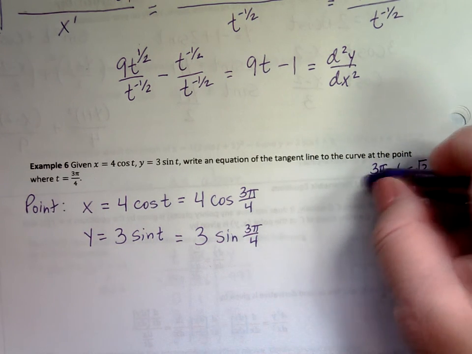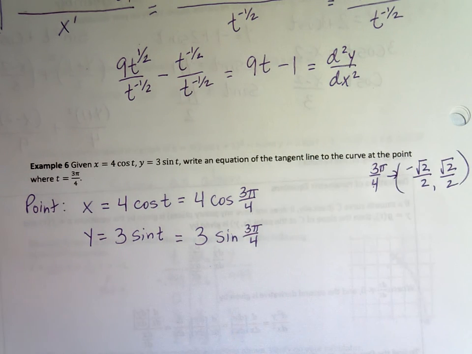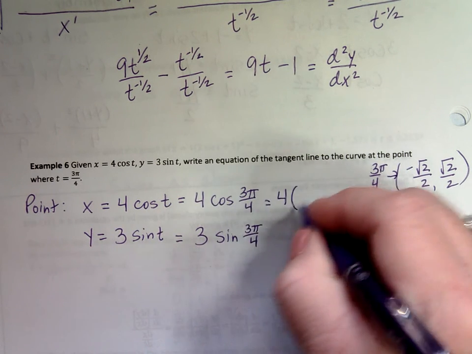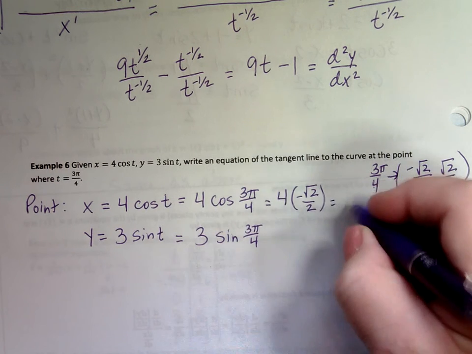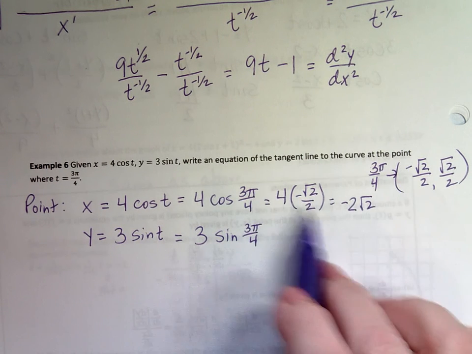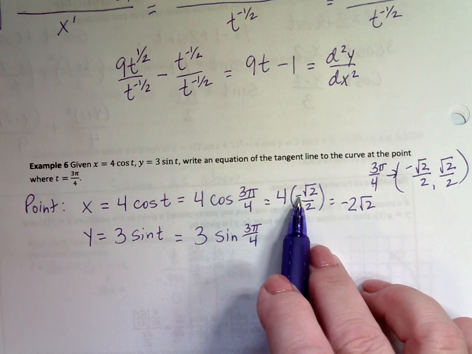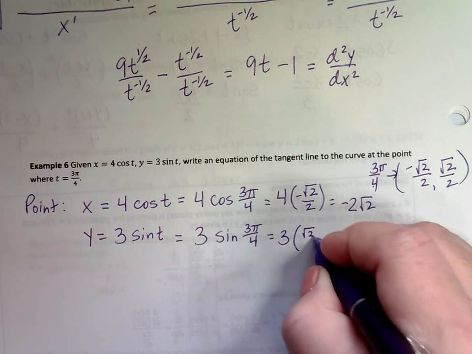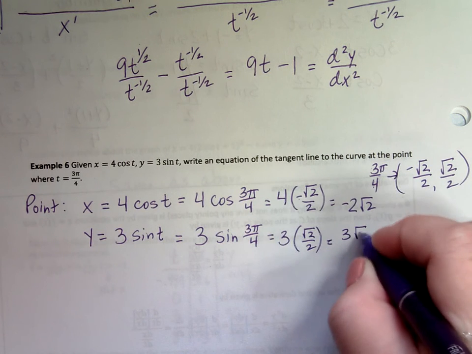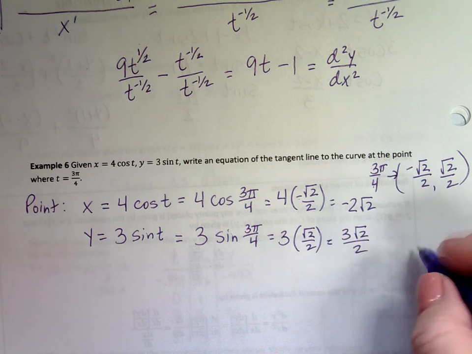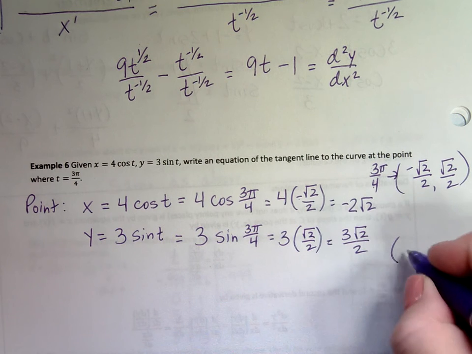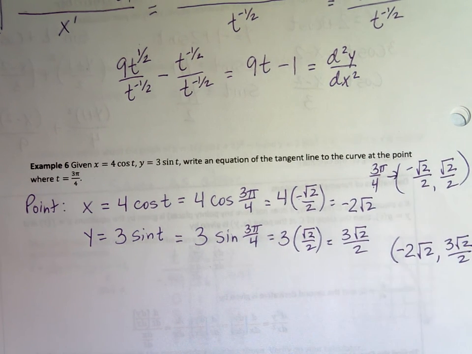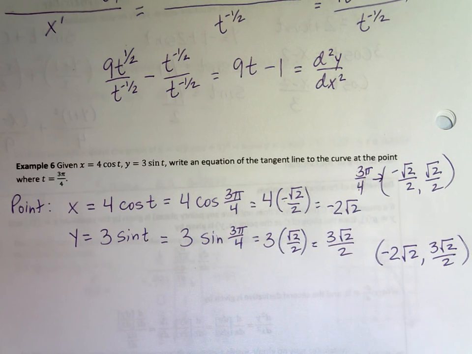All right. Well, cosine is the x value, so I'm going to have 4 times negative square root of 2 over 2. That gives me a negative 2 square root of 2, right? The 4 and 2 cancel. This one gives me 3 times a positive square root of 2 over 2. That's going to be 3 square root of 2 over 2. There's your point. So the point for our tangent line is negative 2 square root of 2, comma, 3 square root of 2 over 2. There's my point. Here's my slope.